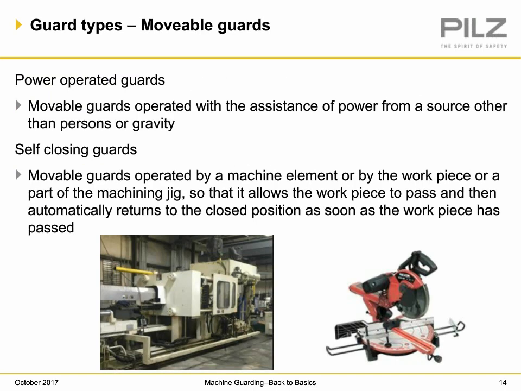Movable guards, we have power-operated guards. Movable guards operate with the assistance of power from a source other than a person's or gravity. You'll notice the photo on the bottom left is a 1,500-ton or 2,000-ton horizontal injection molding machine. And let's say, for example, as you see in the picture, there are no robotics on this machine. So every 60 or 70 seconds, the operator is manually opening and manually closing this. Not only is this fatiguing physical stress, but it also tends to lead people to be creative and possibly bypass the safety interlocking system.